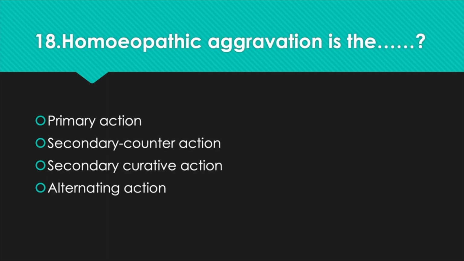Homeopathic aggravation is the: option A, primary action; option B, secondary counter action; option C, secondary curative action; option D, alternative action. Answer: option A, primary action.